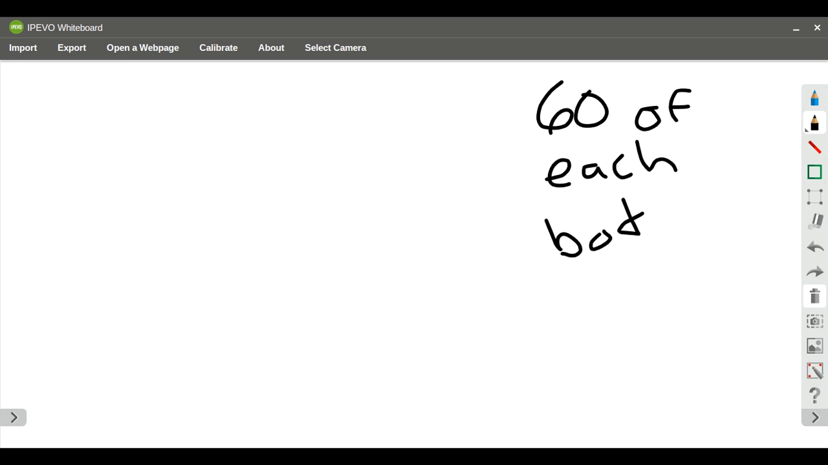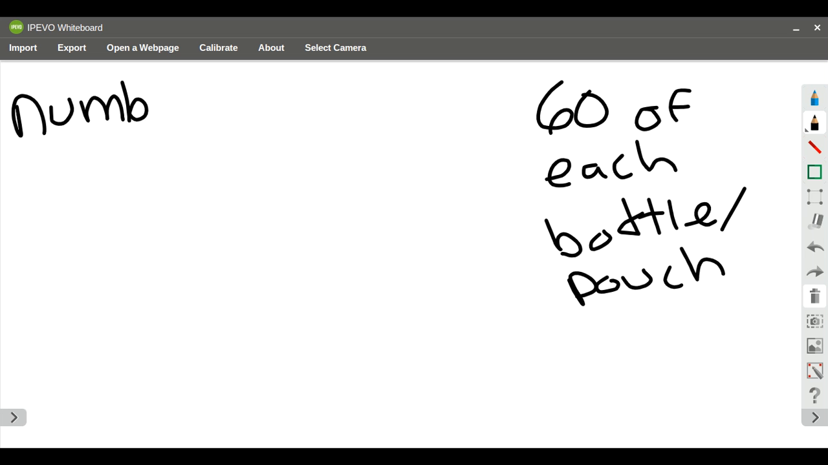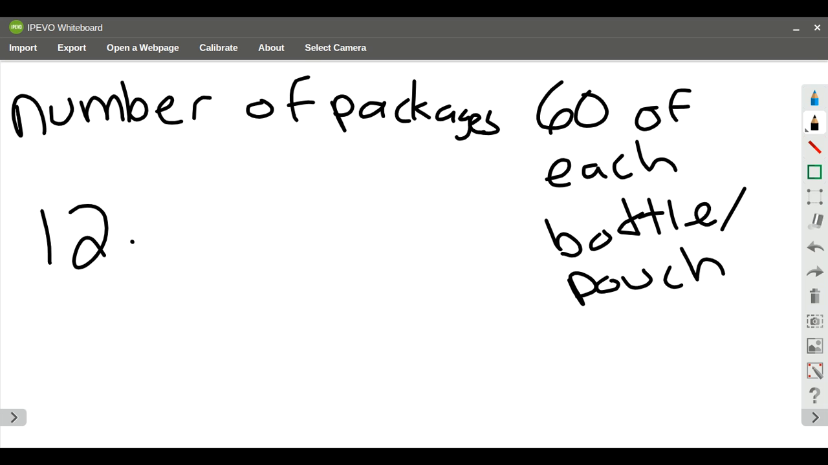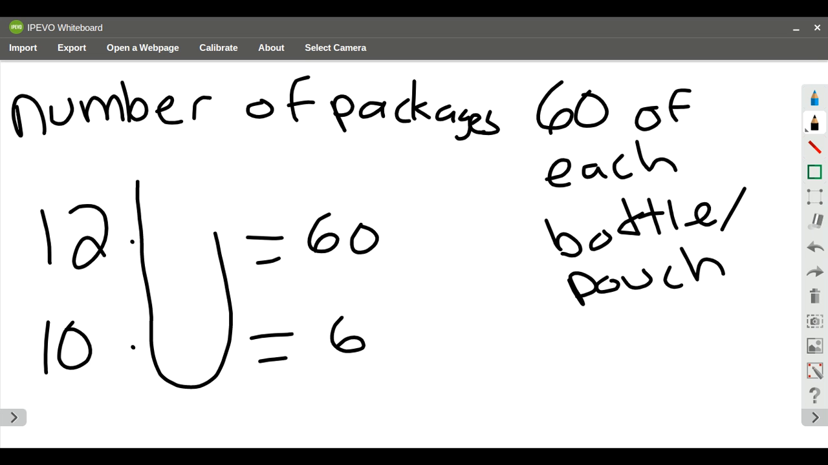bottle or pouch. Now, they did not come individually. So my answer here is not going to be 60. I'm looking for the number of packages I need to buy. So when it's asking you for the amount of packages that you need to buy, really what you're doing is looking at what value did I multiply 12 by to get to 60, and what value did I multiply 10 by to get to 60. So this right here is going to tell me how many of each I need to buy. Well, 12 times 5 gets me to 60, and then 10 times 6 gets me to 60.